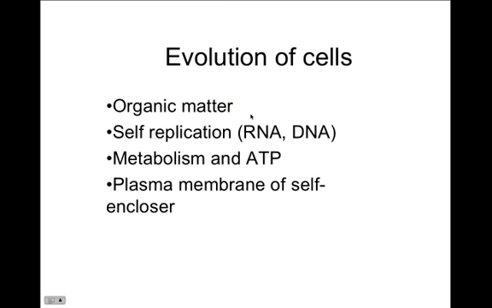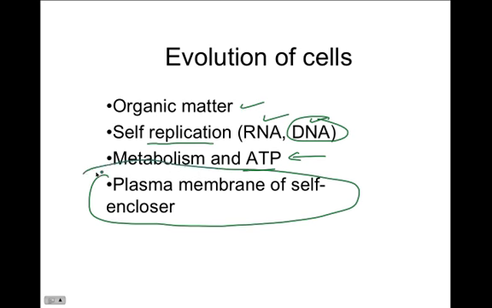We do know that in order to have some type of cell, we need organic matter. The cell has to be able to replicate. The precursor to DNA was RNA. DNA is a more stable compound, being double-stranded. A cell also has to have some sort of mechanism of metabolism and the ability to use ATP to do work. But most importantly, it has to have a plasma membrane.